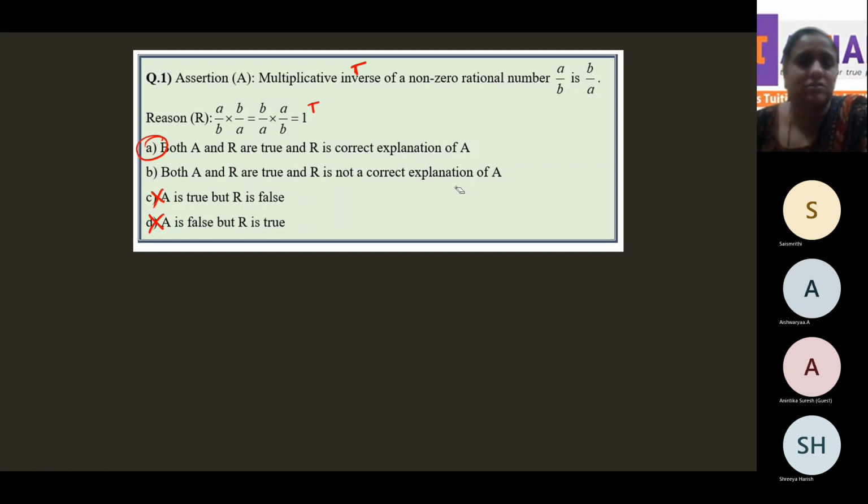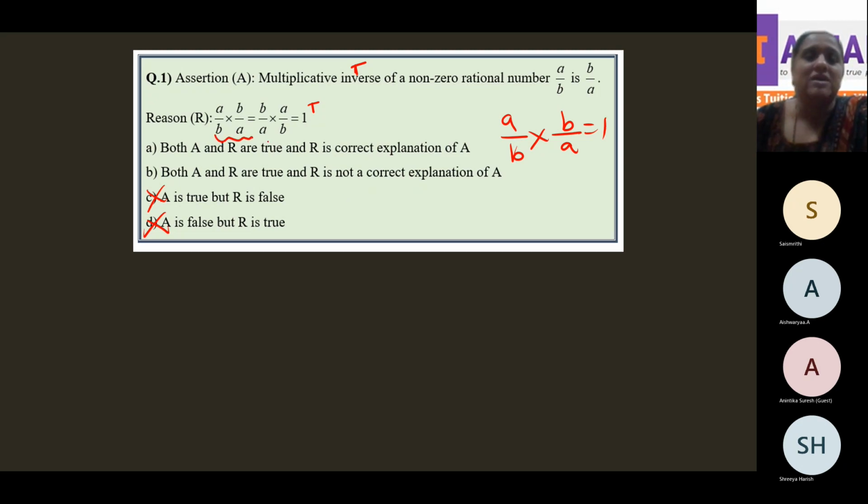What is spoken about in the assertion statement? It's about the multiplicative inverse. And how do you identify the multiplicative inverse? So why do you say that B by A is the multiplicative inverse of A by B? Because its product is 1. Exactly, that is explained here.